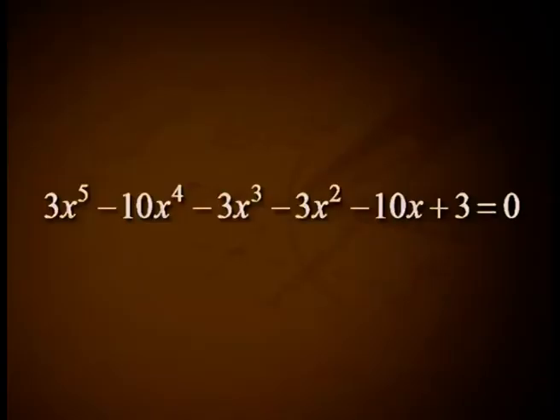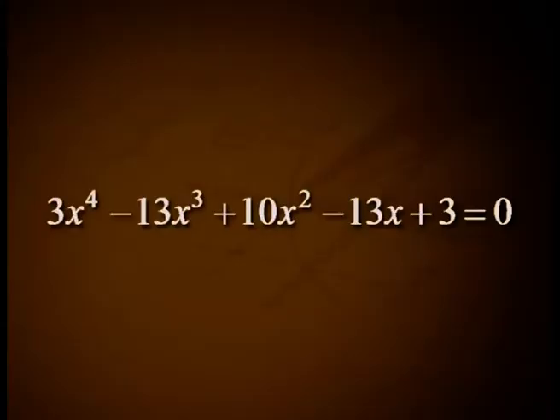Example 3. Solve 3 x raised to 5 minus 10 x raised to 4 minus 3 x cube minus 3 x square minus 10 x plus 3 equal to 0. Solution. One root is minus 1. Dividing by x plus 1, we obtain 3 x raised to 4 minus 13 x cube plus 10 x square minus 13 x plus 3 equal to 0.